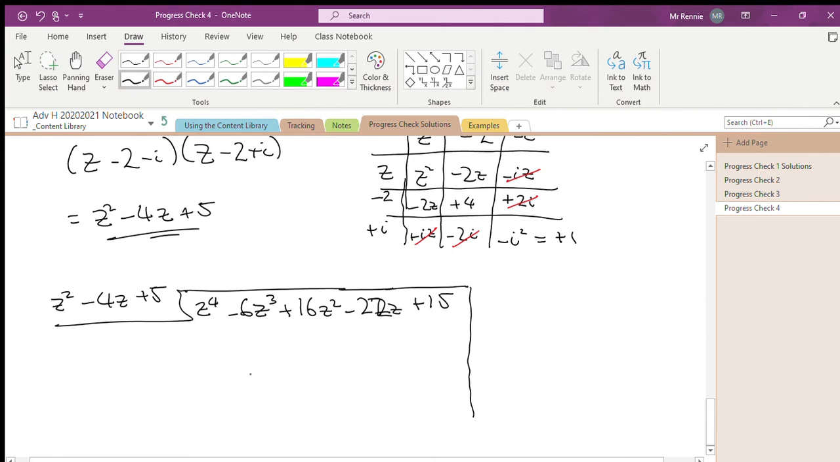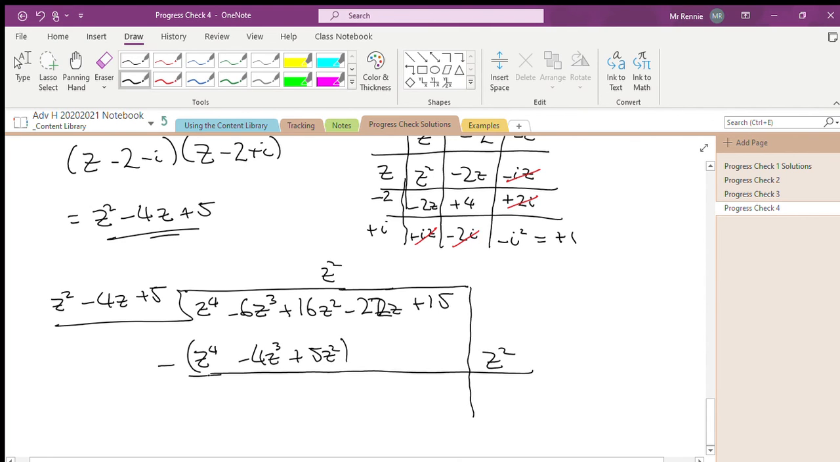Right, so we need to work out how many times that algebraic term on the left hand side can go into this polynomial. If I multiplied the divisor by z squared, I'll be left with a z to the power 4 term which I can cancel. So I'm going to times everything here by z squared, that'll give me z to the power 4 minus 4z cubed plus 5z squared. And I'm going to subtract that from the top line.